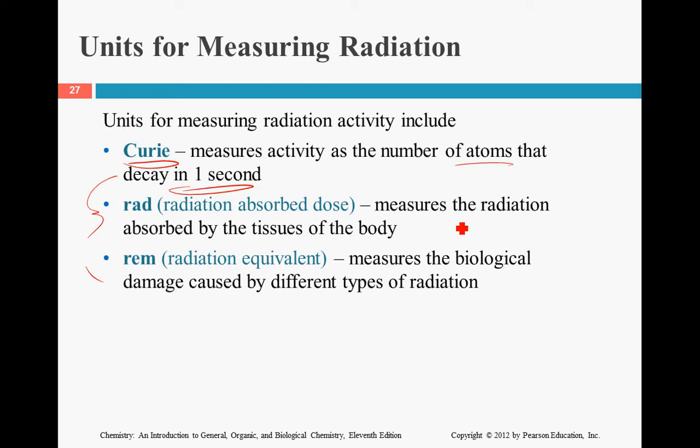The rad measures the radiation absorbed by tissues of the body. So this number could actually change quite a bit depending on what tissue you're referring to and what animal, what species you're referring to as well. Rem takes into account the radiation as well as the type of radiation.